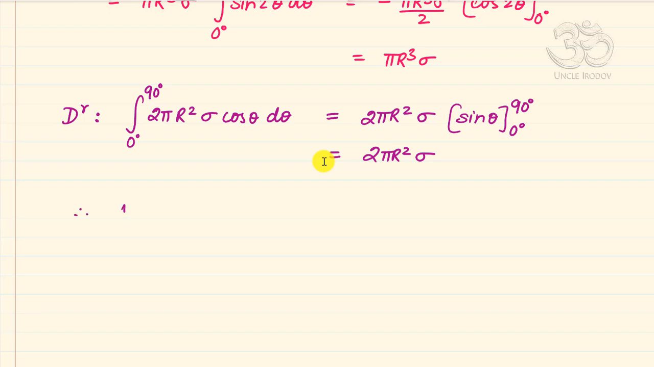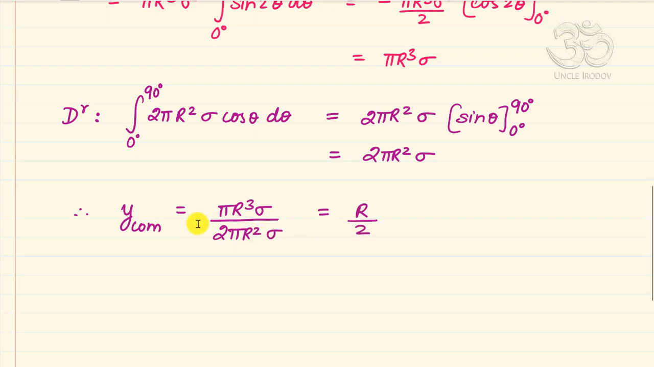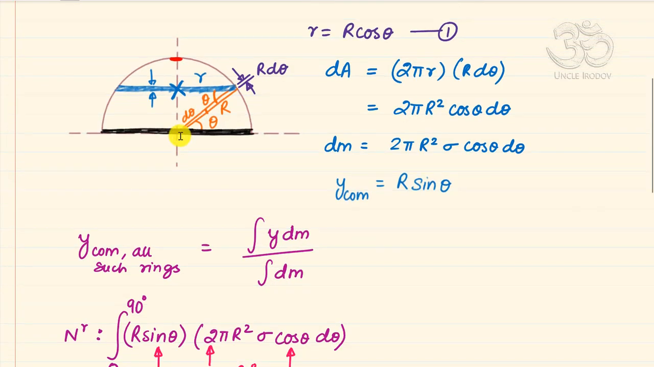And so therefore the y center of mass becomes pi R cube sigma. That was what the numerator was, we have found it here, and the denominator is 2 pi R square sigma, which will give you R by 2. So please keep in mind that the center of mass of a uniform hemispherical surface is exactly at the halfway mark from the center to the surface. So it's at a distance R by 2 from the center, towards the surface and along the axis of symmetry.